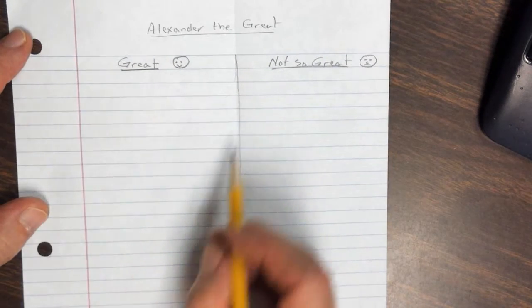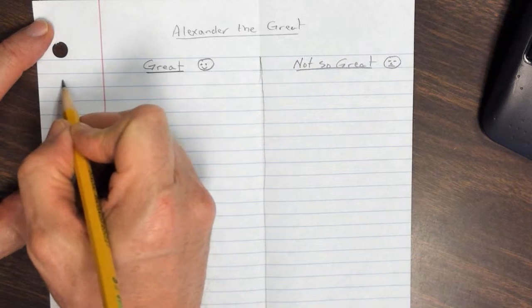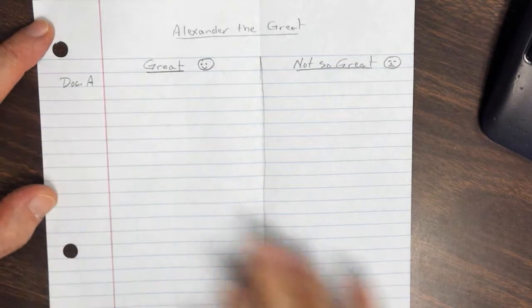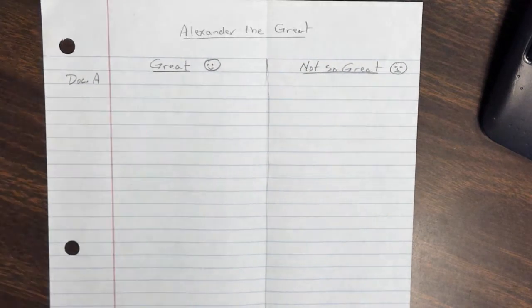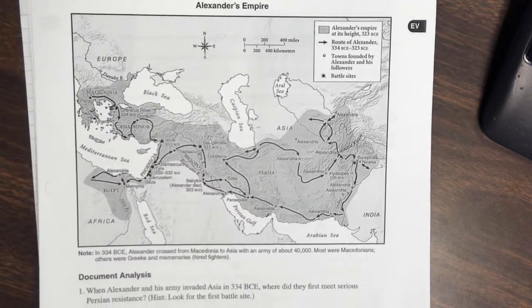Now what we're going to do is keep track of each document that we analyze. So over here on the far left in the margin, I want you to write Doc A and then stop. Now once you do that, take your packet and open it up to the map in document A.